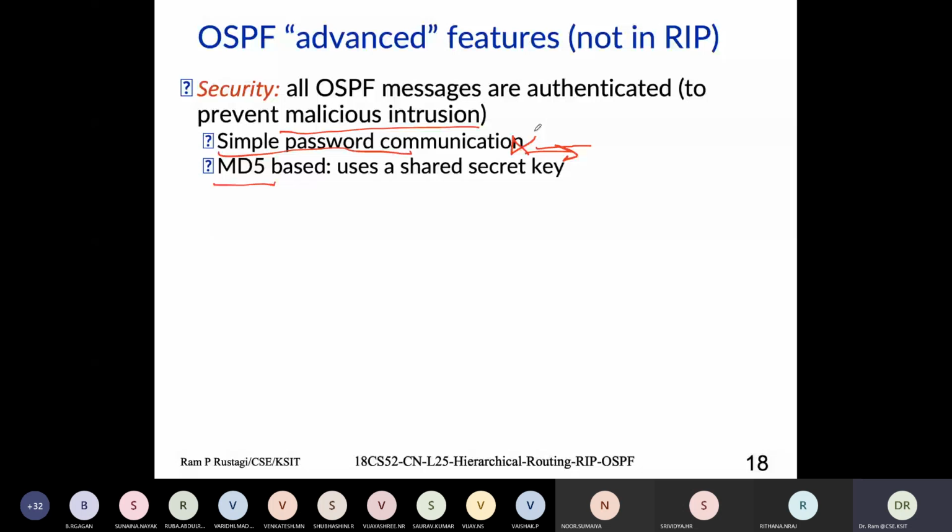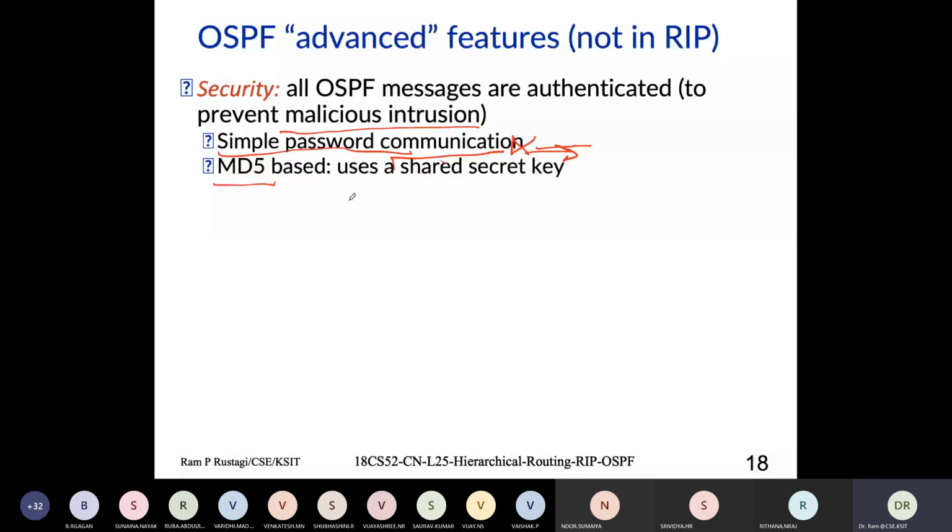But that means I'm broadcasting my password. That means a malicious router could receive this information, store the password, and then use the same password to corrupt other routers. So it is more of an identification to trust whether information is right or wrong, but not a security feature.